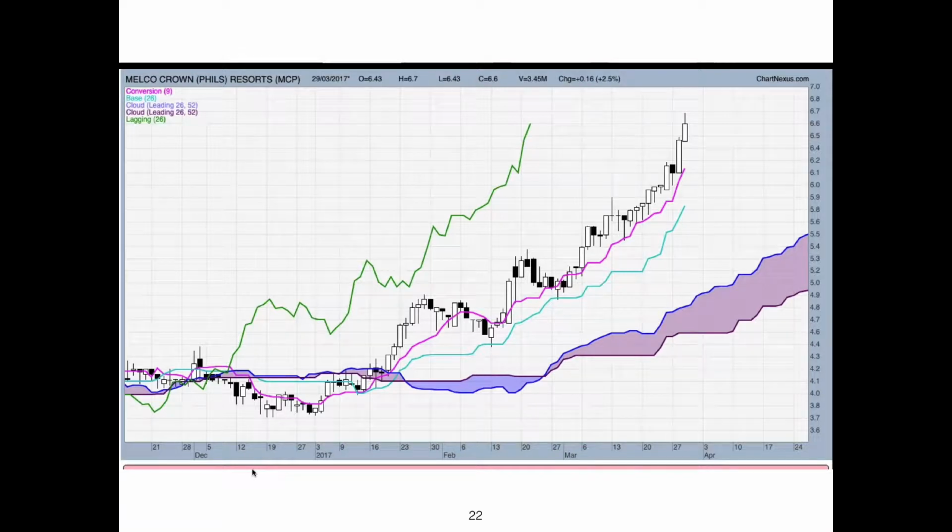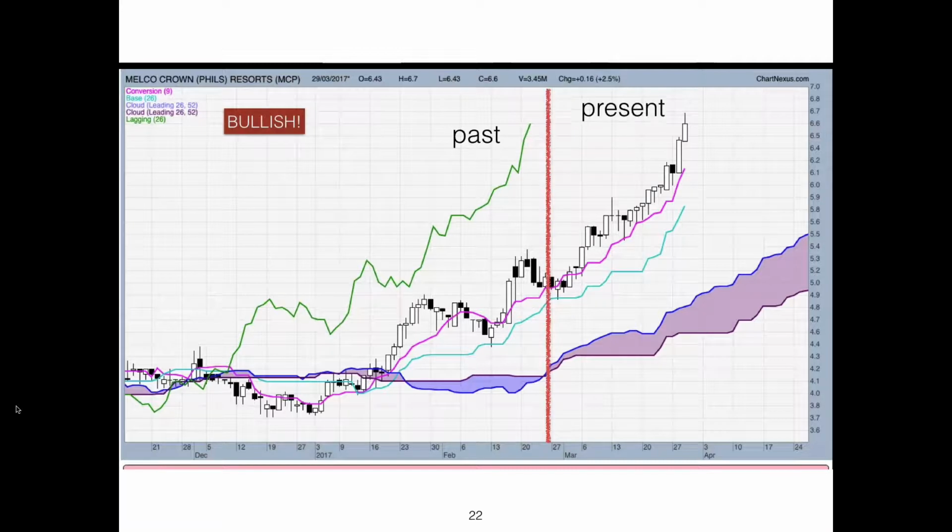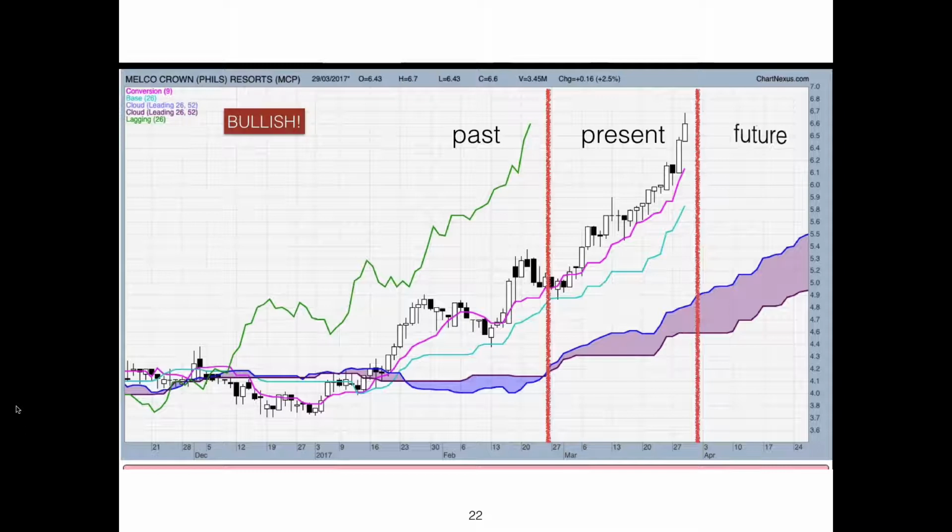Now, the Ichimoku chart provides a clear picture of how current prices relate to past, present, and future price action. The Chikou span references current price action with the past 26 days. So we find that this chart is bullish based on the past, present, and future price action.